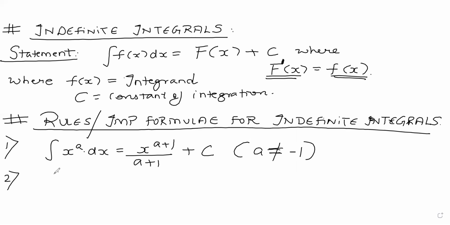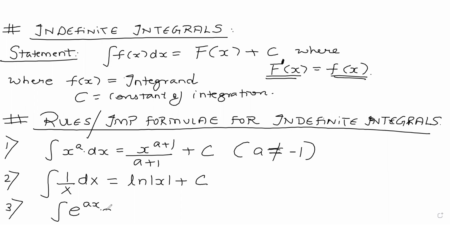Second rule, integral 1 upon x dx is ln of mod of x plus c. That means integral of the function 1 upon x dx will be ln mod of x plus c. Third rule, integral e to the power ax dx is e to the power ax divided by a plus c, provided a is not equal to 0, because again, if a becomes equal to 0, denominator becomes 0, hence the expression becomes not defined.